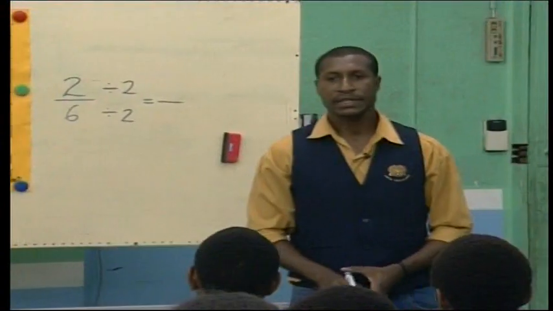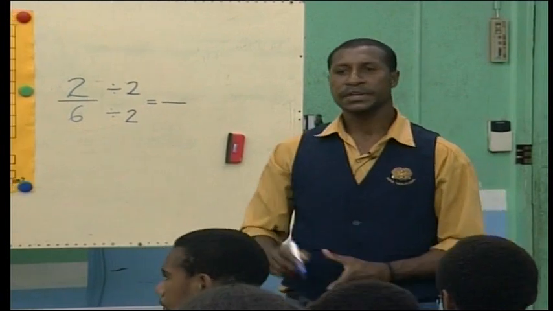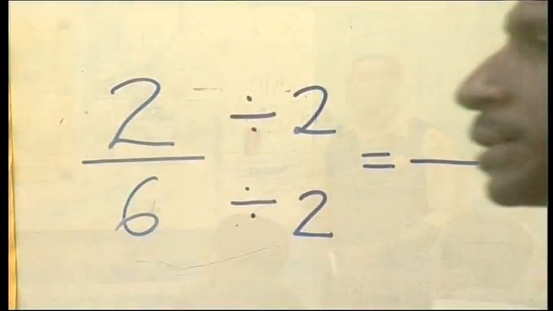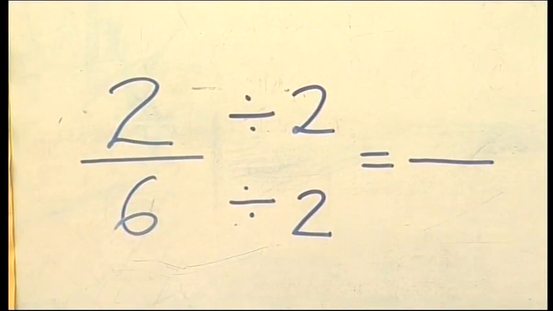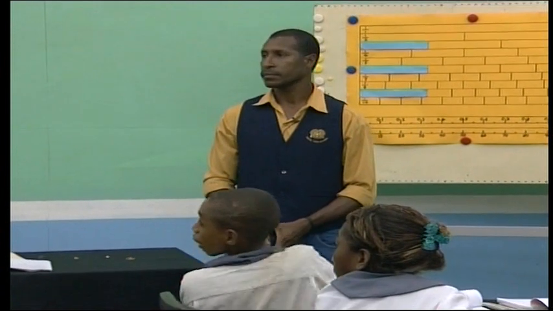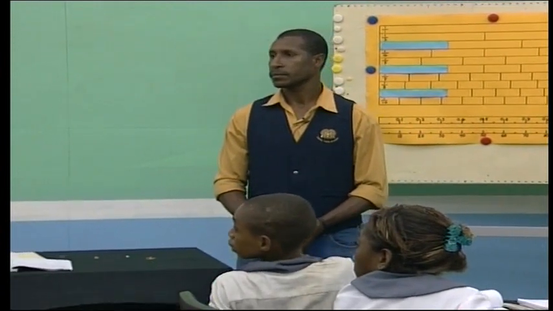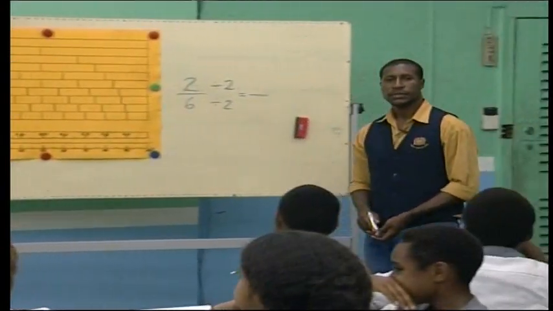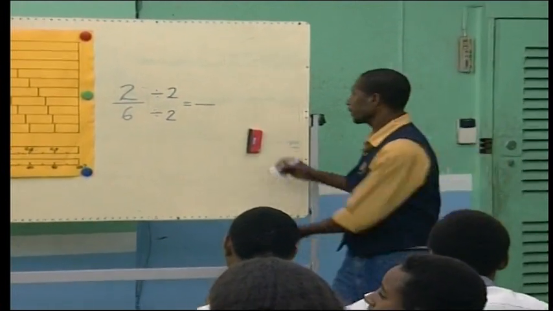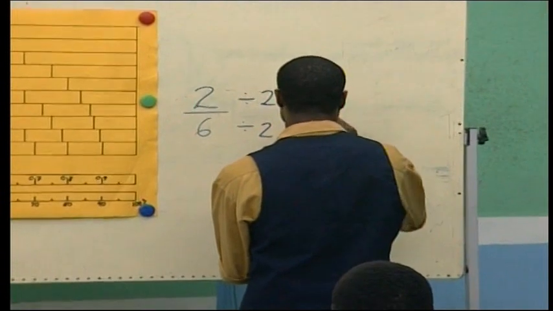Receiving students and 7E, what will be the simplest fraction of 2/6? Okay, let's have Kalen. The answer is 1/3. Receiving students and 7E, do you agree with that answer, 1/3? Yes. Okay. Yes, the answer is 1/3.